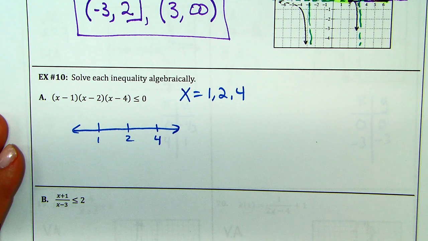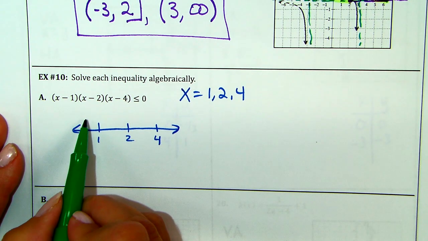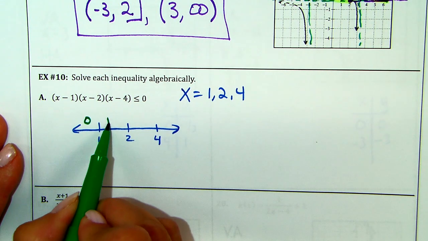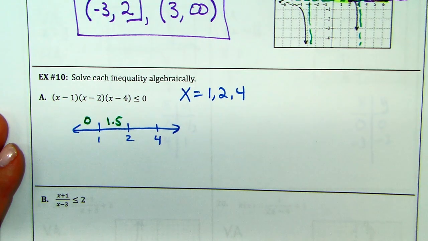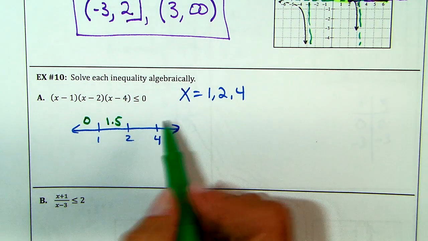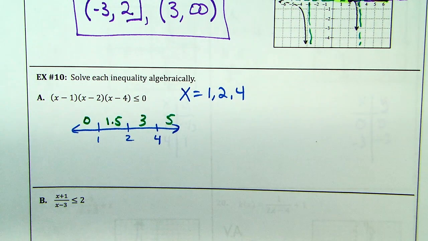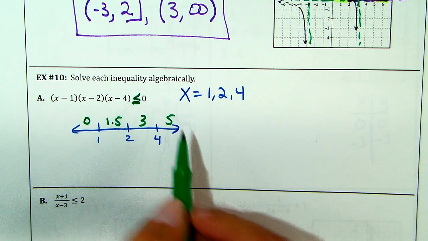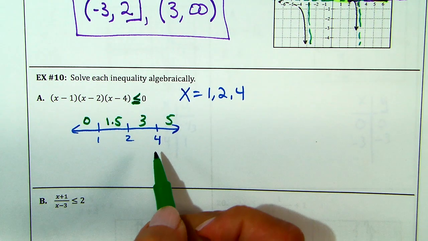Anything that you want. I always try and use 0 whenever I can, right? So I'm going to use 0, which is to the left of 1. Going to have to use a decimal or a fraction in here, but you could use 1.25, 1.75, anything, 1.3, whatever. 3 and 5. Now, what we're looking for here is where we are less than or equal to 0. But let's just plug it in first, okay?